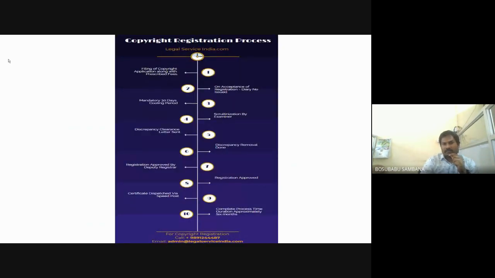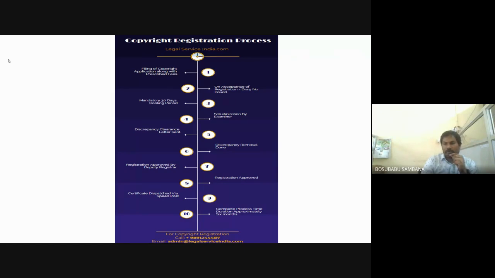This is the mechanism for the copyright registration process: filing the copyright application along with the prescribed fees and Form 14, and once accepted, a diary number is issued. After that there is a mandatory period of 30 days, then it is scrutinized by the examiner along with a patent scrutinizer. If your work is completely novel, the clearance letter is given, and finally the registration is approved and the certificate is issued through speed post.